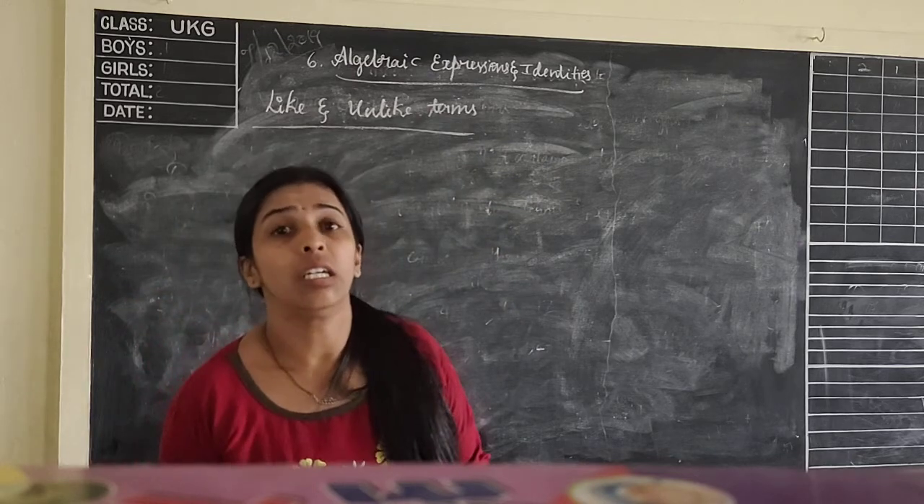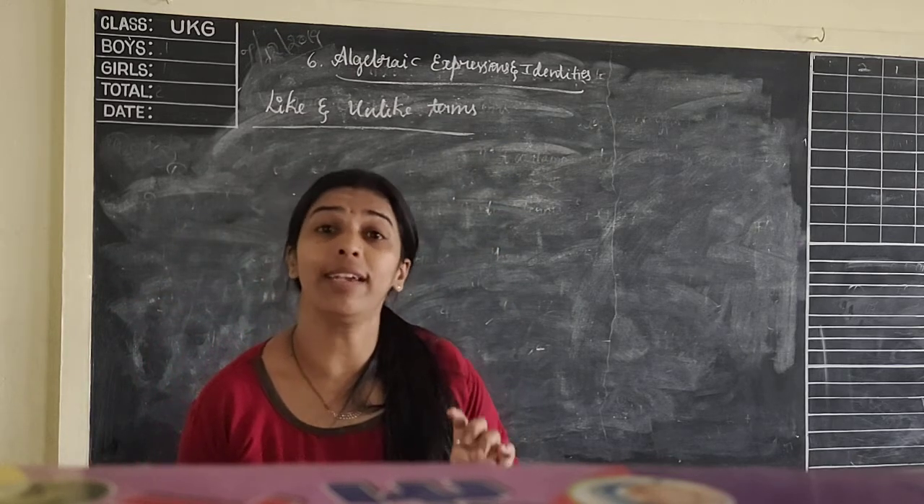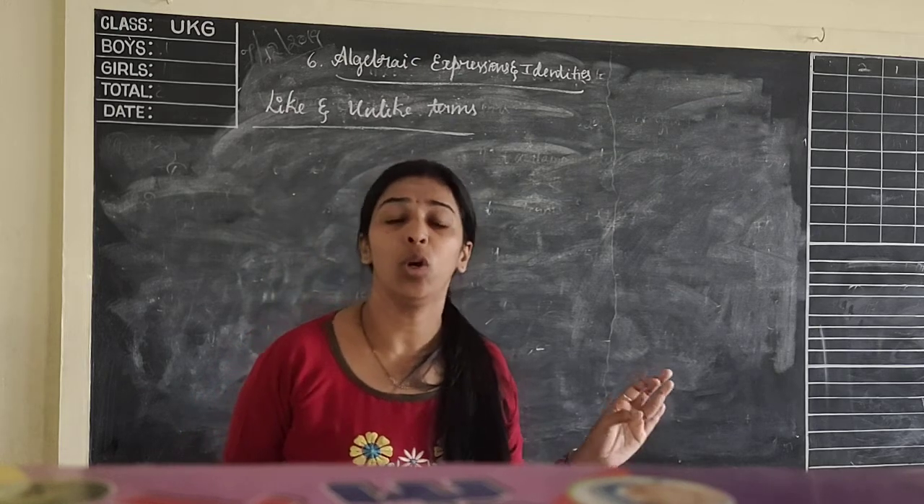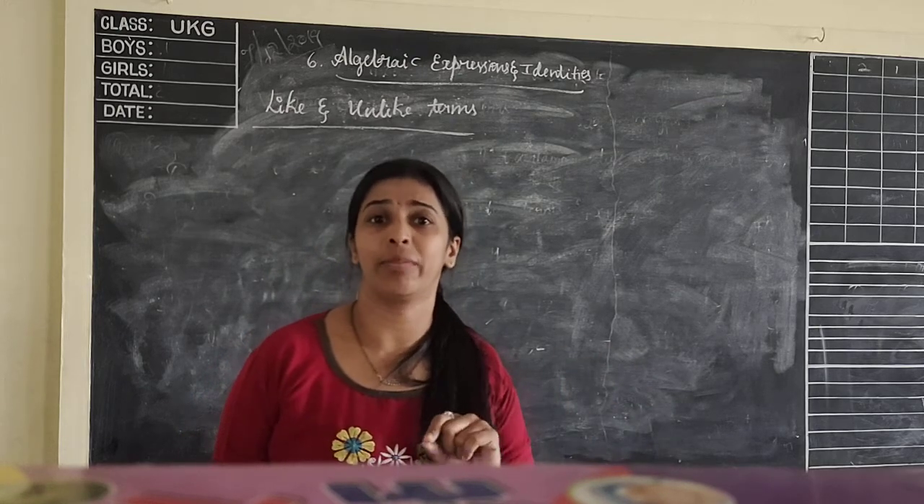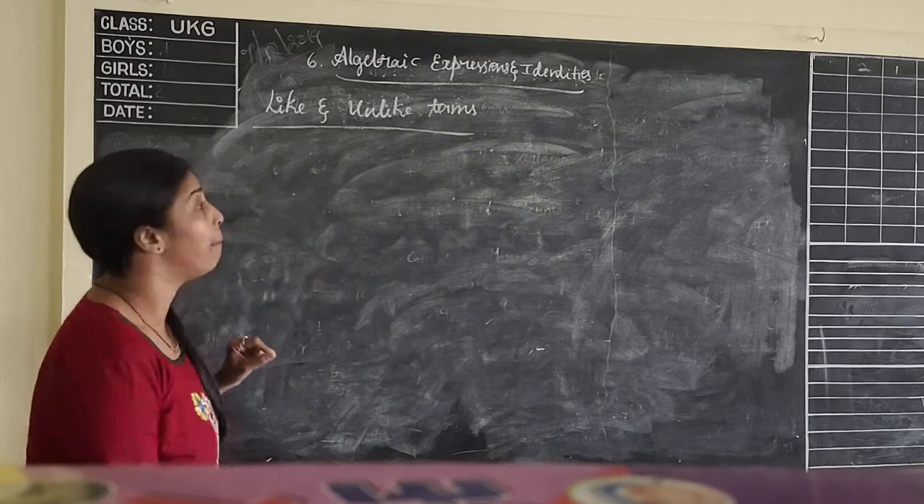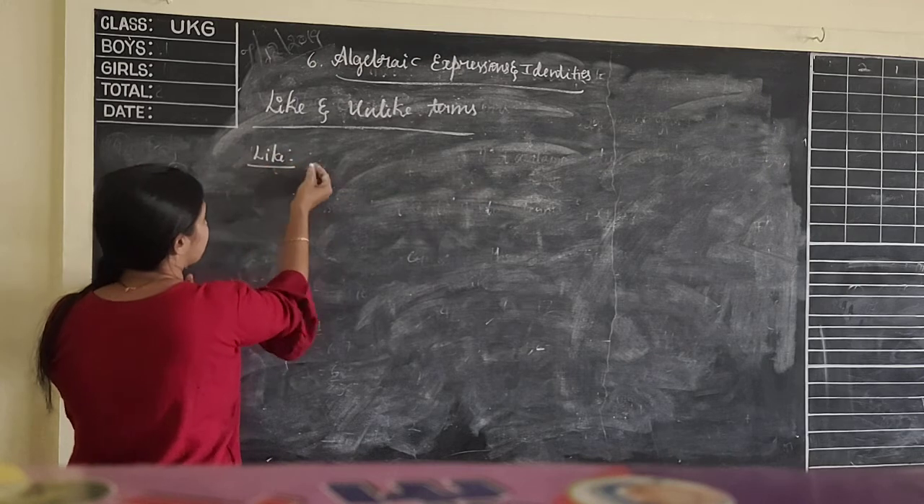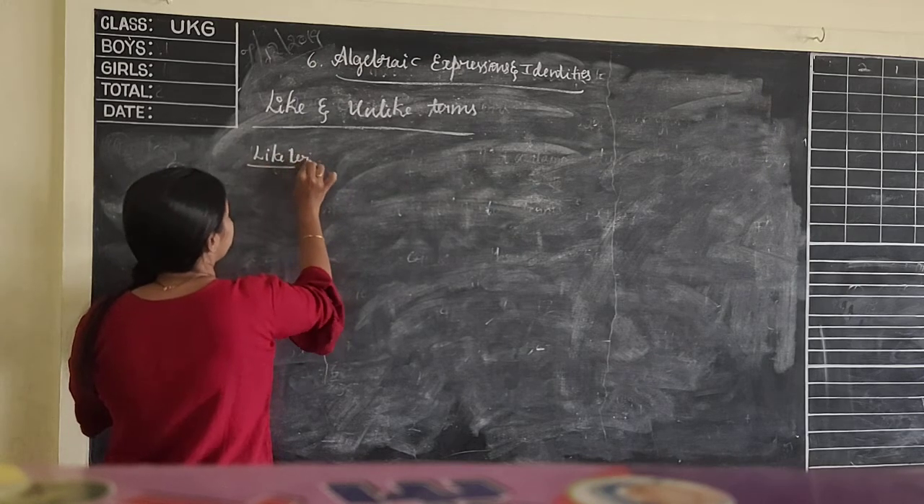Like means the coefficient must be same. Any number of expressions they may give, the coefficient must be same. Then it is a like one. Suppose, for example, like terms.